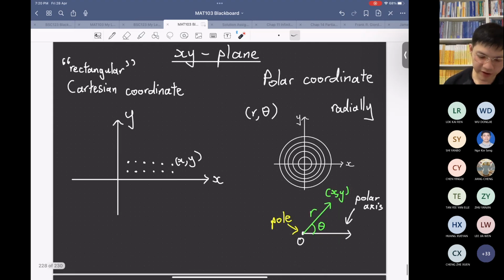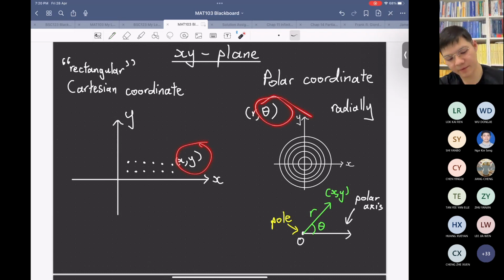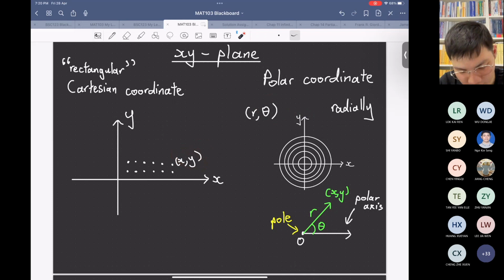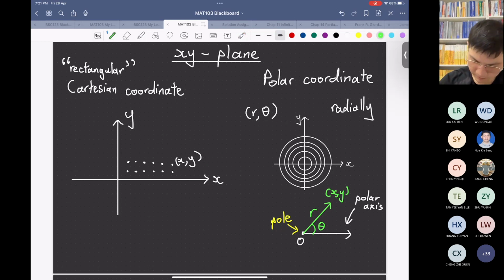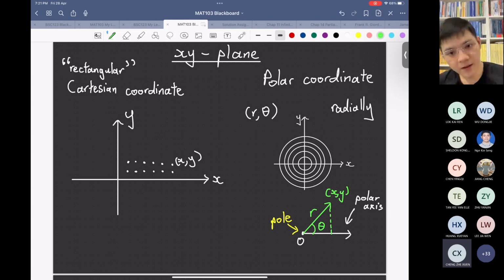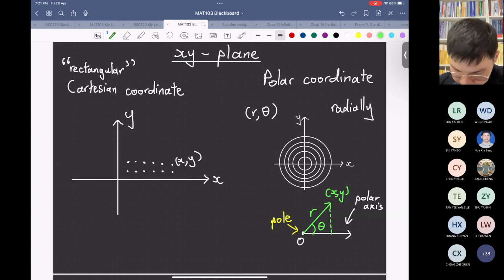So there's a question. Given xy, how do you go between r and theta? Given a point in xy, how do you go to r and theta? How do you find the radius and the theta? From this picture, maybe. Anyone have any idea? x equals r cosine theta, right? Yes. Okay.